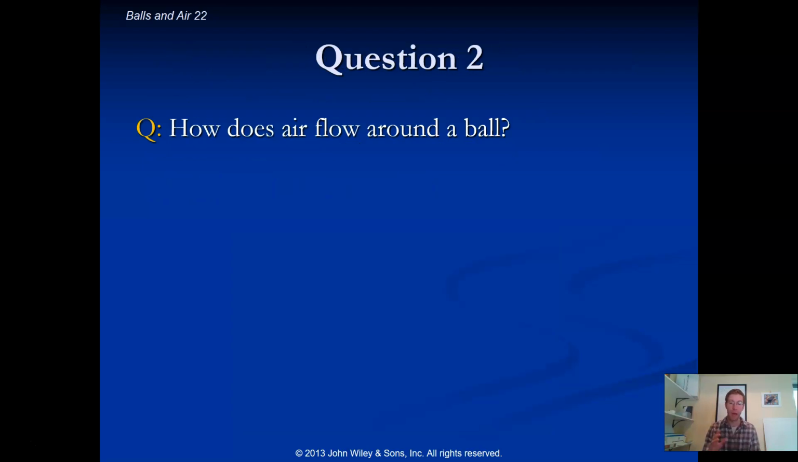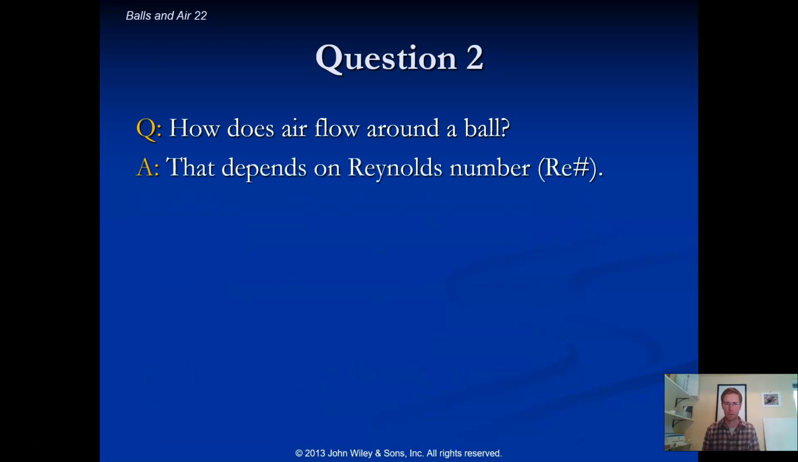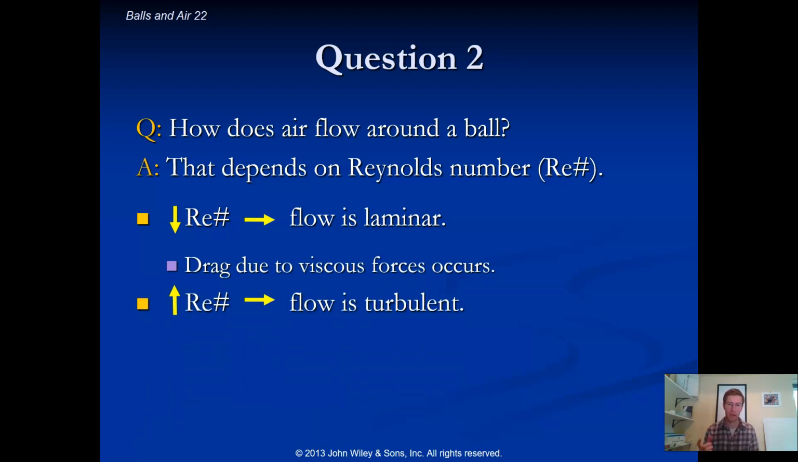All right, so let's unpack this a little bit more and see how air flows around a ball to understand what type of drag we have. And then as we continue into the next question, how we can generate curve with our ball as well. So ultimately, how the air flows, it's either going to be laminar or turbulent based on the Reynolds number. If you have a lower Reynolds number, as we mentioned, below around 2,300, then you're going to have laminar flow. And if you have a higher Reynolds number, then you're going to have turbulent flow.